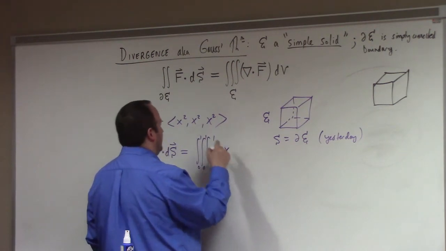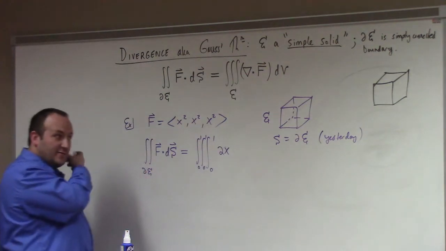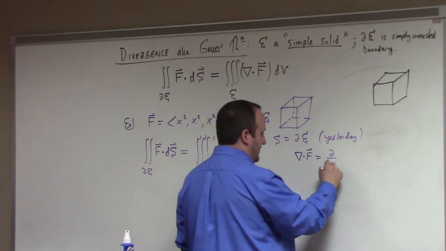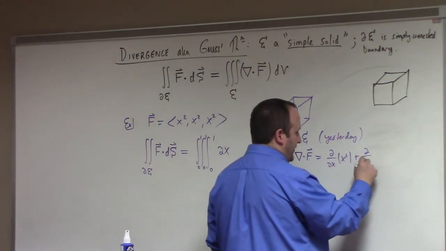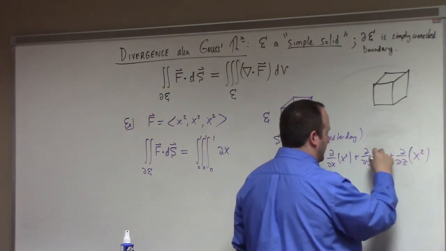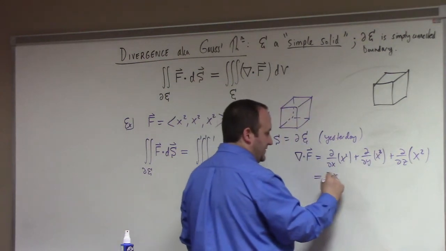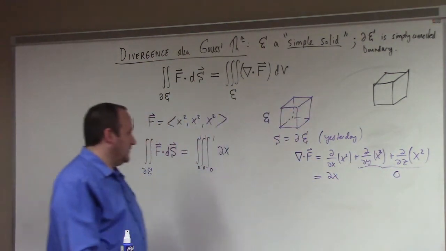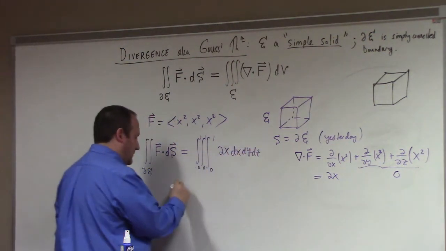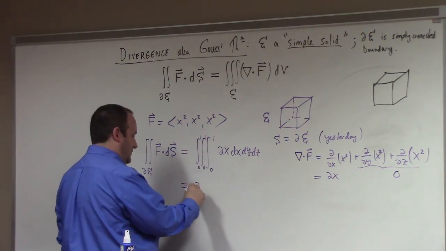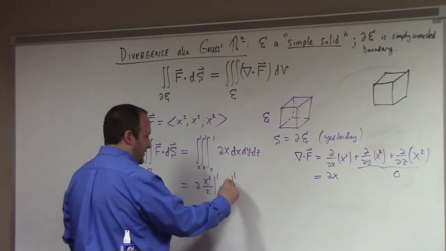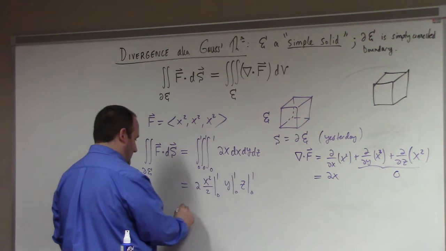2x, thank you. Because, of course, the divergence of F, I'll remind you over here, is equal to partial x of x squared plus partial y of the y component, which is also x squared, plus partial z of the z component, which is also x squared. And, of course, this gives us 2x because this and this are 0. 2x. And then you got yourself dx, dy, dz. And so, yeah, that's 2x squared over 2 evaluated from 0 to 1, y evaluated from 0 to 1, z evaluated from 0 to 1, which is 1.